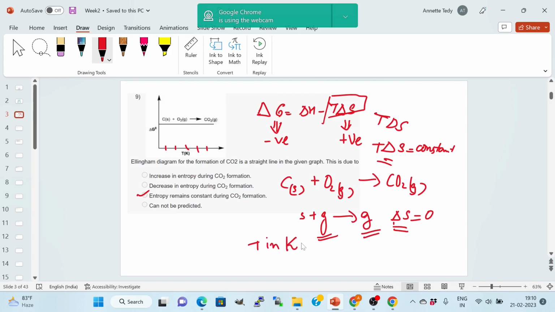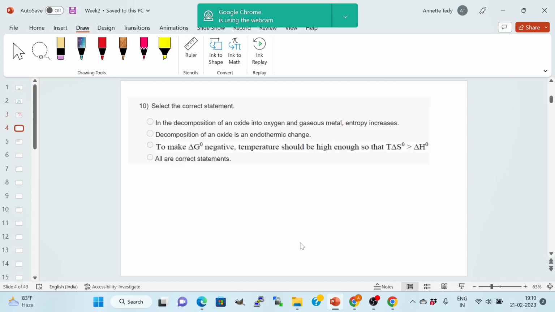Okay. So we'll move on to the next question. We select the correct statement. This is also related to the formation of metal oxide, the Ellingham diagram. So the options are, first we have to select the correct statement. I'll read out the options. In the decomposition of an oxide into oxygen and gaseous metal, entropy increases. Let's first check if it is true. So the decomposition of an oxide, right?